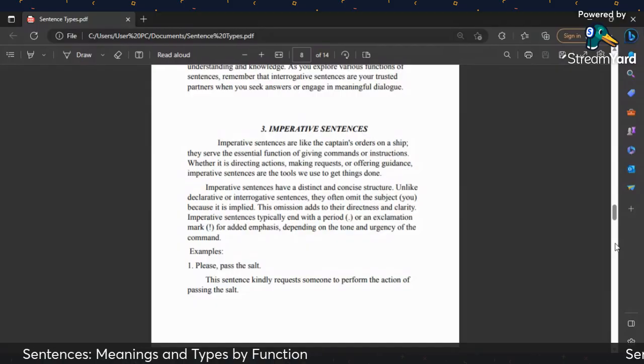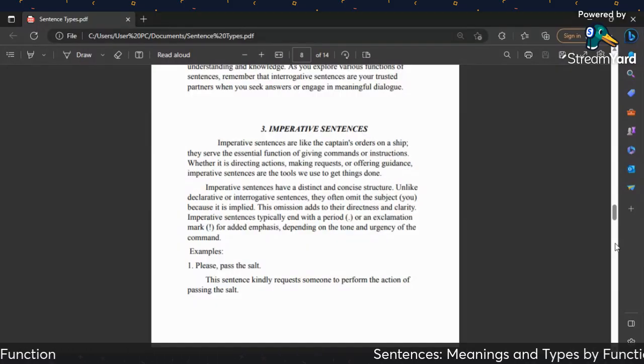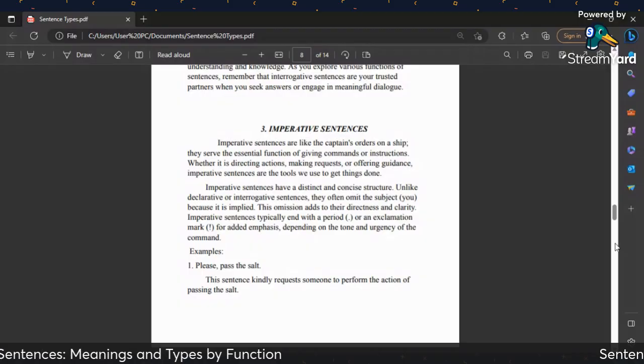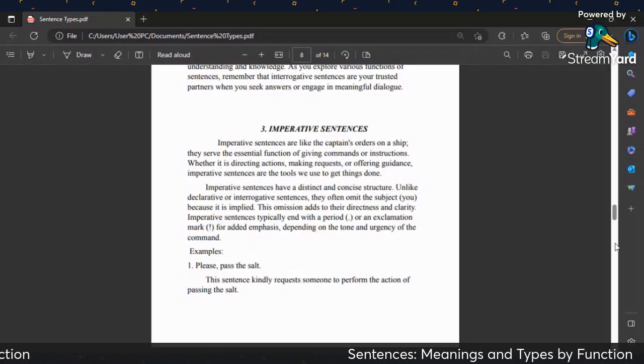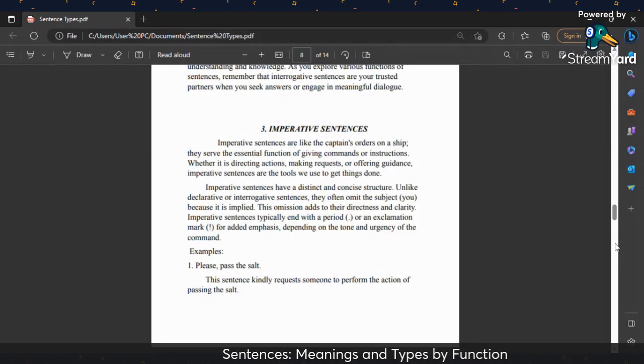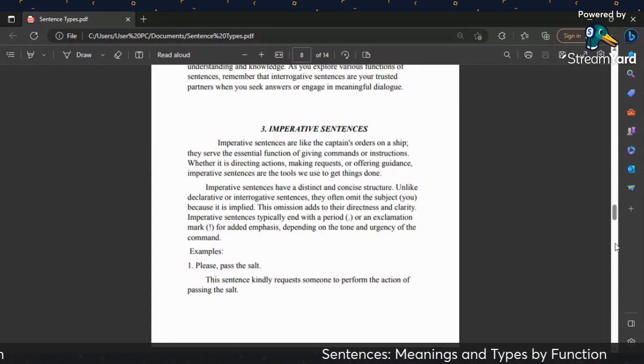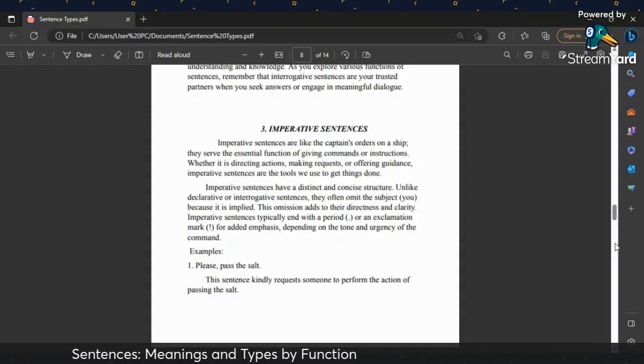Imperative sentences are the third type of sentences by function. Imperative sentences are like the captain that orders a ship. It has a distinct structure, unlike declarative or interrogative sentences. They often omit the subject "you" because it is implied. And this omission helps them to stand out because it adds to their directness and clarity.